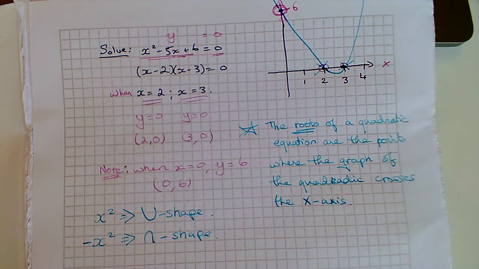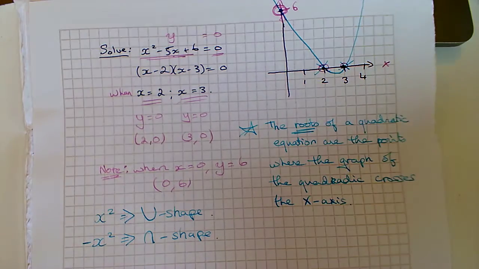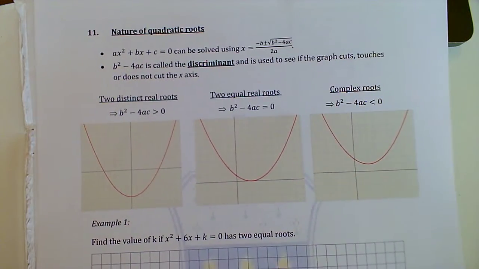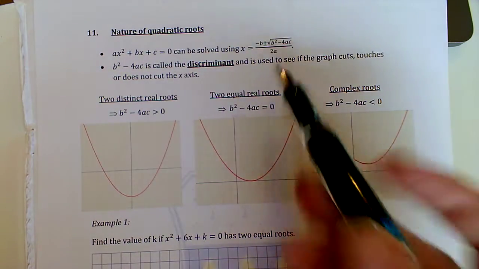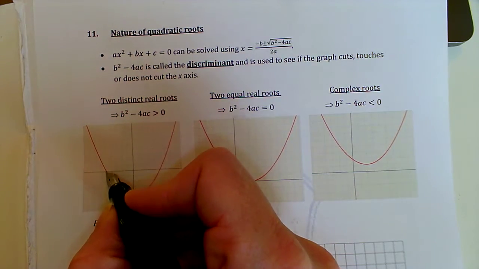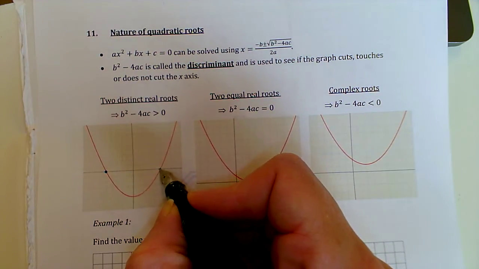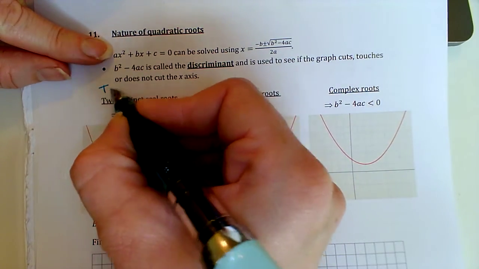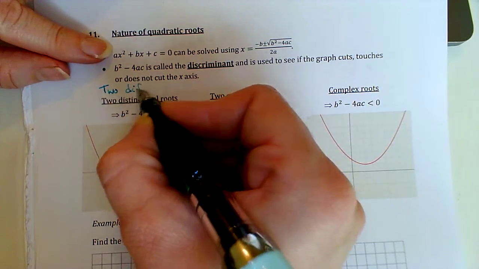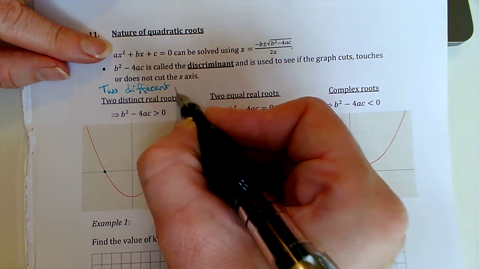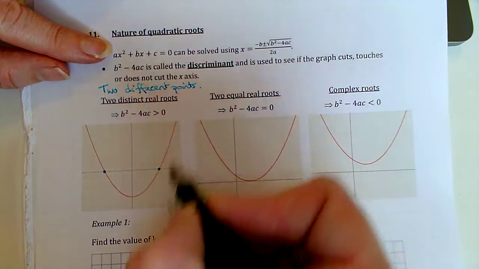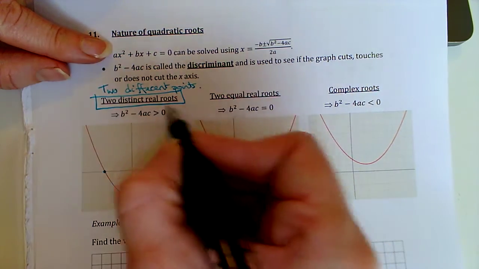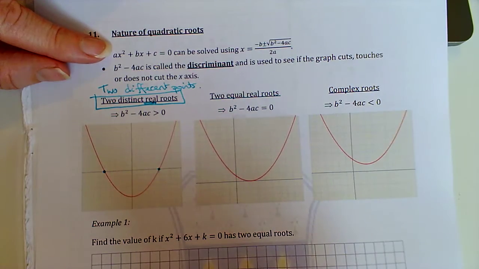Now, there are 3 possible situations with roots of quadratics. And let's look back on our page 31. I'll come back to what's written up here in a second. But first of all, either it crosses at 2 different points. So if the graph of my quadratic crosses at 2 different points, then we say that the graph has 2 distinct, meaning different, real roots.